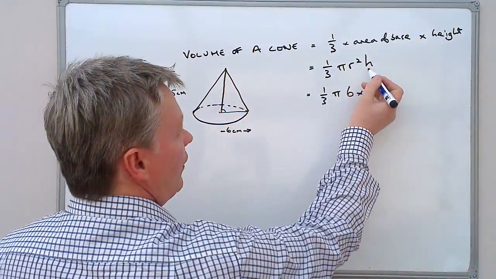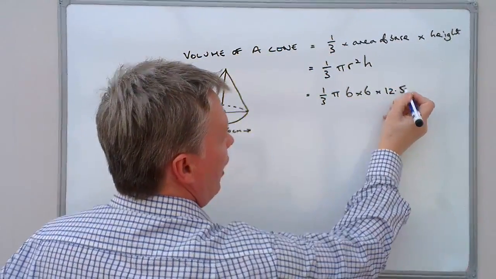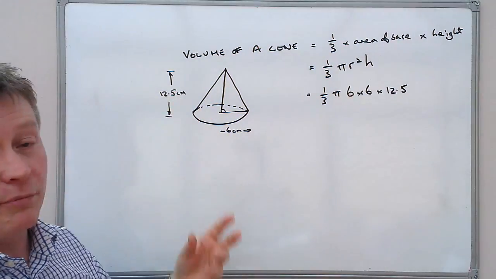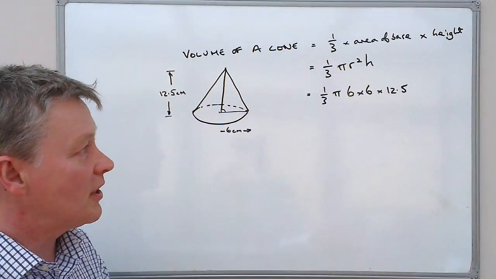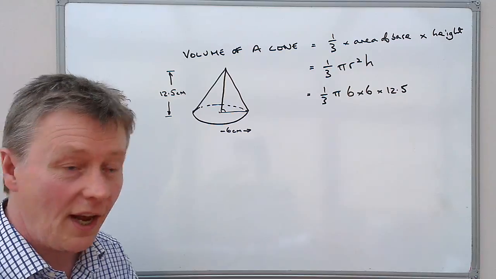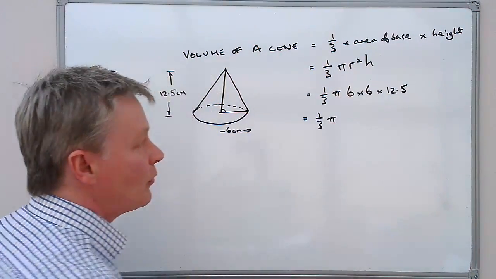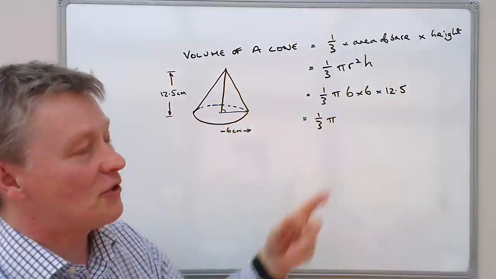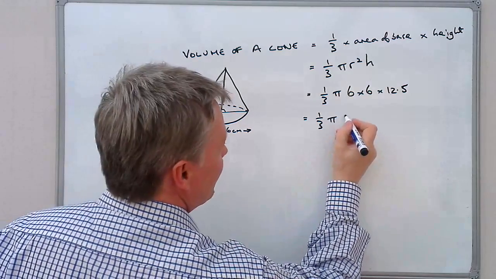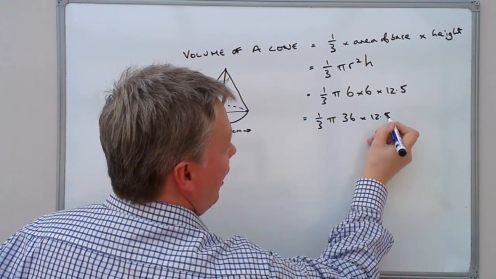Okay, and then the overall height is 12.5 centimetres. And as I'm doing this, I'm just checking that it's centimetres each time. That just makes it a little bit easier for the calculation and to make sure the calculation is accurate. Okay, so we've got 1/3 pi, and then 6 times 6 times 12.5. Okay, well, 6 times 6 is 36, and then 36 times 12.5.